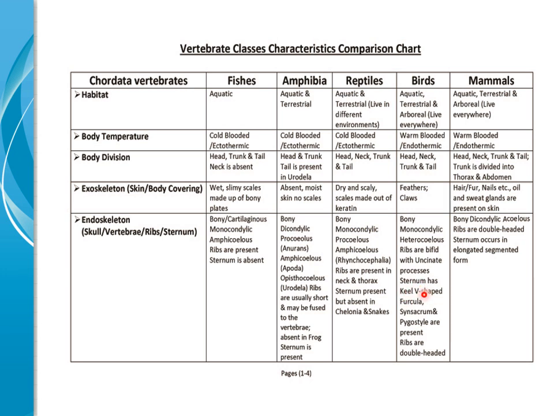The sternum of birds has a broad structure, that is the keel, and this keel provides surface for the attachment of the flight muscles. Along with this, birds have a V-shaped furcula, synsacrum and pygostyle. Synsacrum and pygostyle are compound structures formed by the fusion of different vertebrae, which is again a flight adaptation. Sternum occurs in an elongated segmented form in mammals.